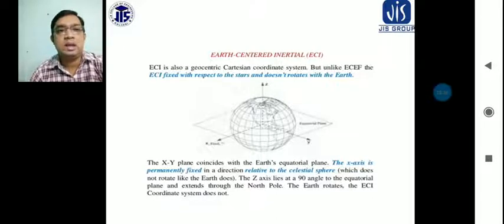And another thing, the z-axis lies at a 90 degree angle to the equatorial plane, and extends through the north pole. North to south movements will also be found according to this movement. The earth rotates, but the ECI coordinate system does not rotate with the earth.